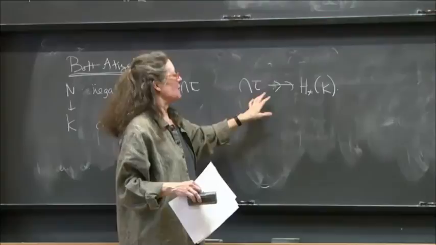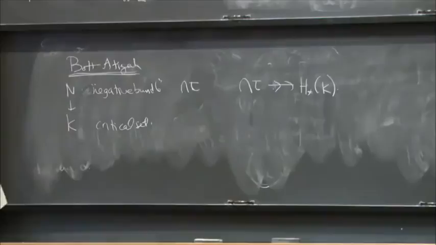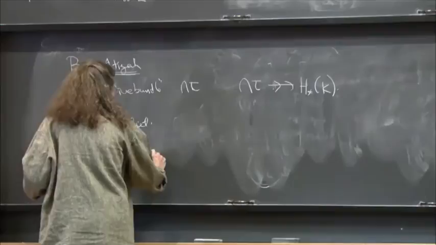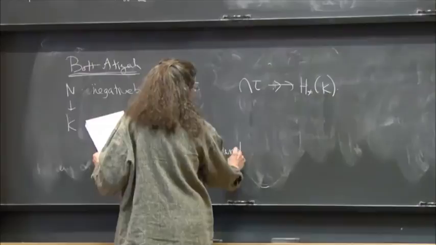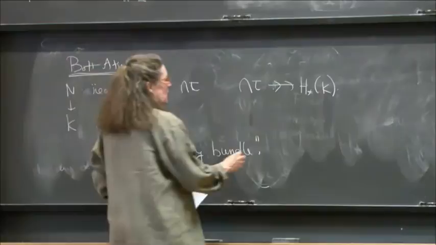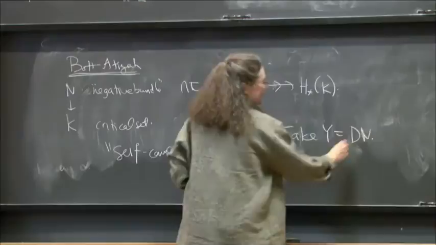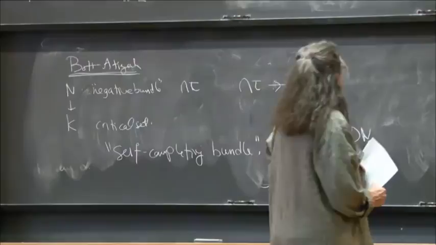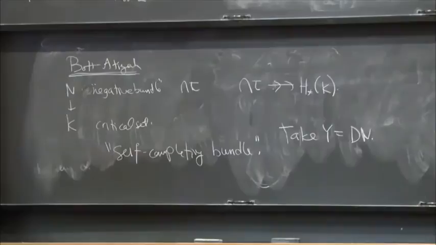As a result of that, you get this automatically completing manifold. They called this a self-completing manifold. Actually, a self-completing bundle. Because if you have a bundle with this property, then in this definition you can just take Y to be the disk bundle of N, and it works. It doesn't look as if it should work, but it does. Right, so we're not going to do the example.